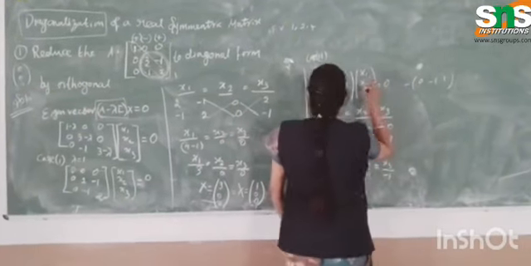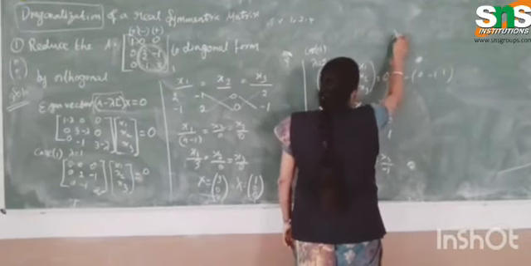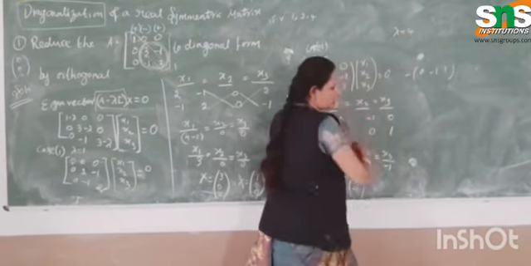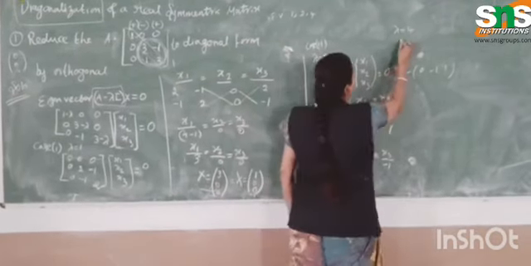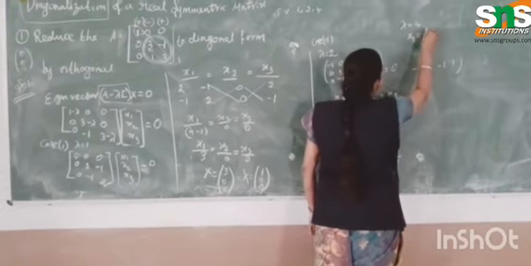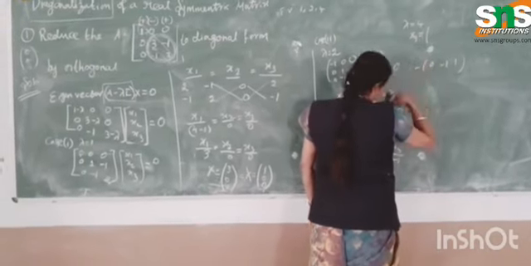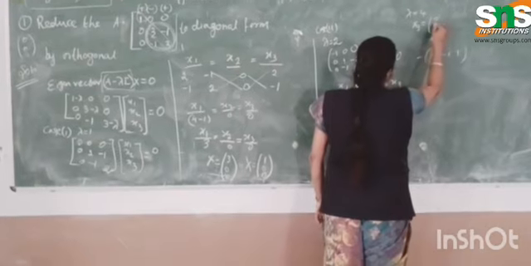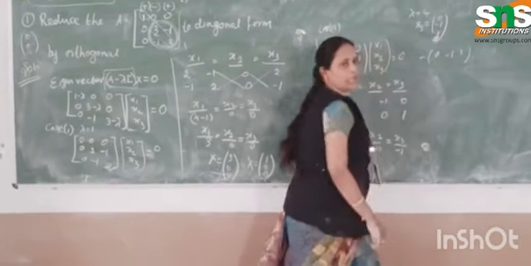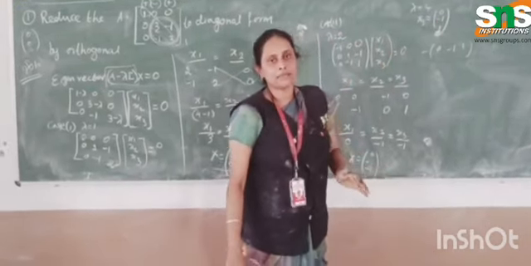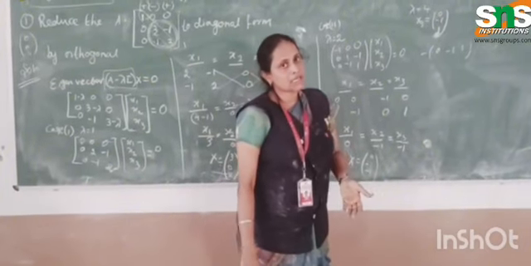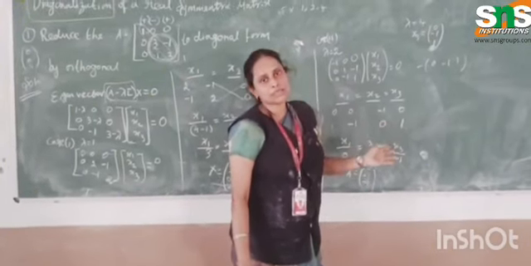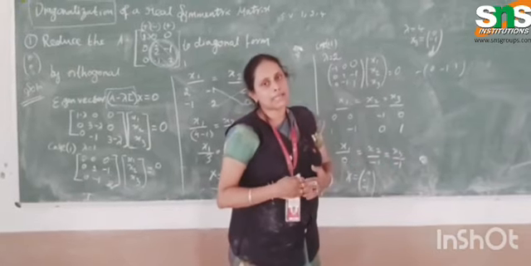Similarly we take the third case, lambda equal to 4. Using the same steps, we get the third eigenvector as 0, minus 1, 1. So these are the three eigenvectors. In the next class, we are going to continue this problem and reduce it to the diagonal matrix.